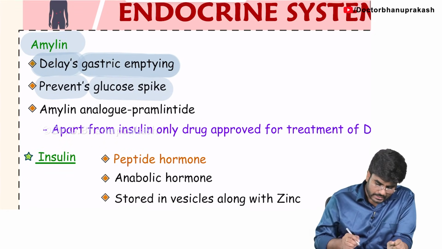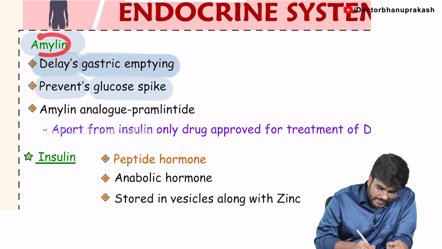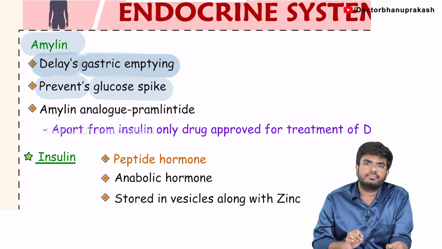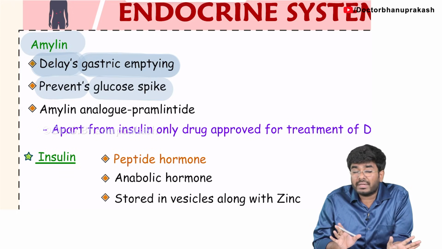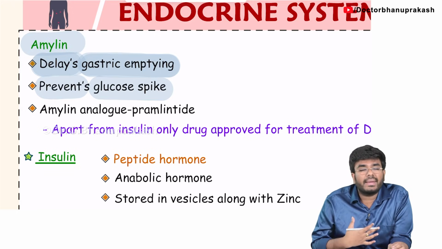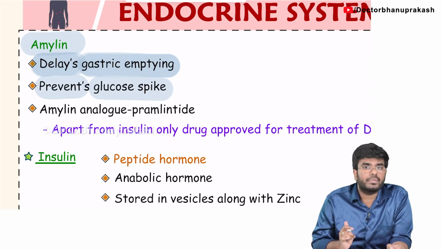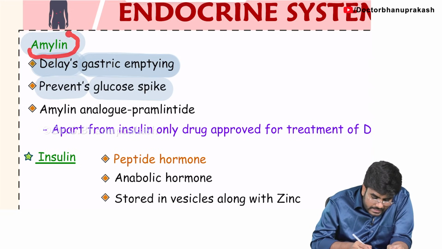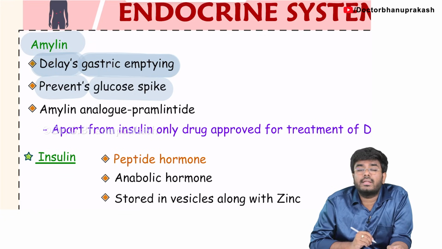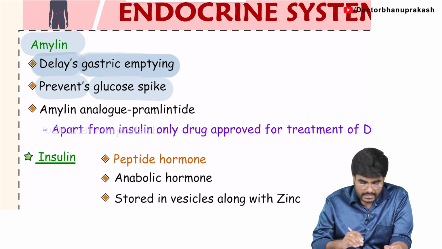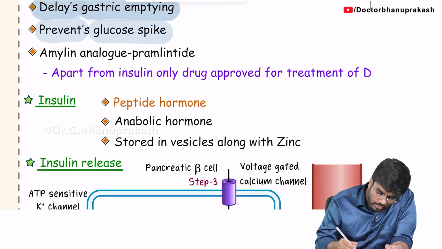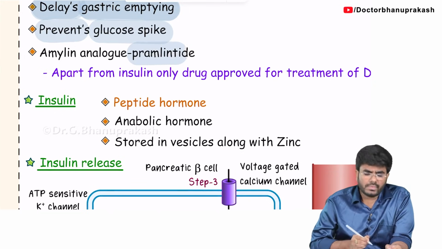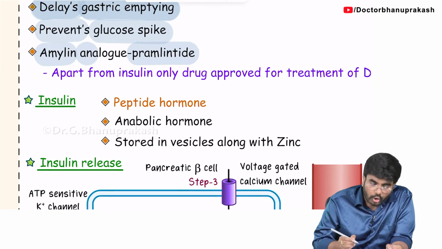Next, at the end of the day, I can say amylin is a beneficial hormone. It's trying to maintain my blood sugar levels. It's not letting the blood sugar levels rise quickly. So that's why scientists have made a drug similar to amylin. What is the name of the drug, guys? The name of the drug is pramlintide, an amylin analog.